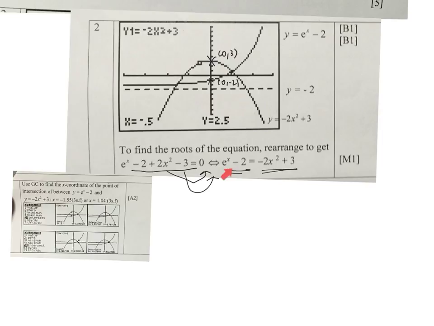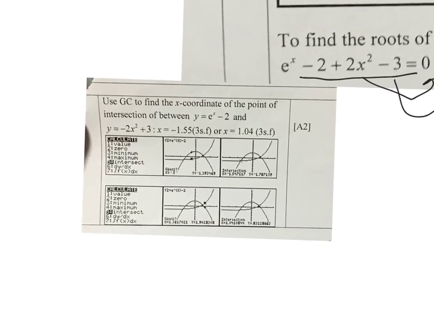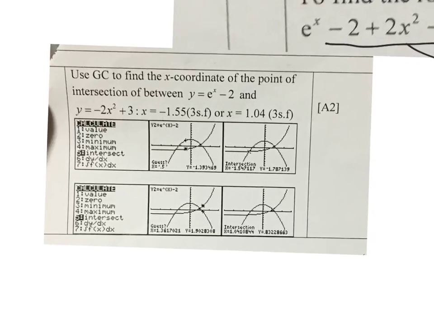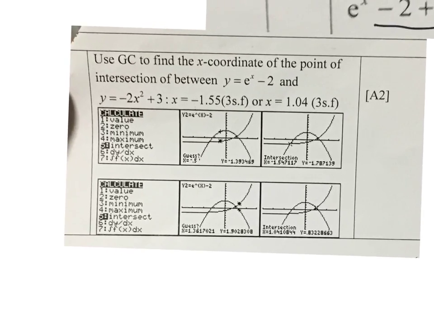The intersection of these two graphs, y1 and y2, gives me the roots of the equation, which means I just need to calculate the intersection. If I calculate these two intersections, then my job is done. So with that, I go to my calculator: you press second, calculate, and you use intersect.